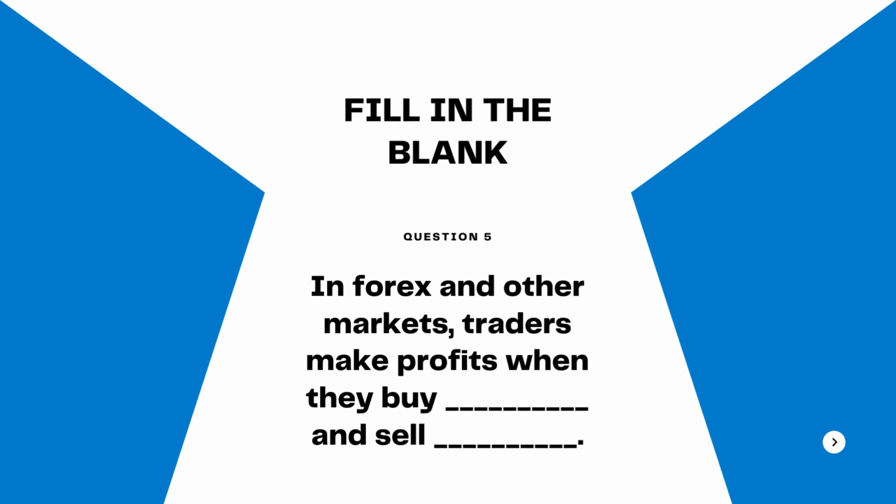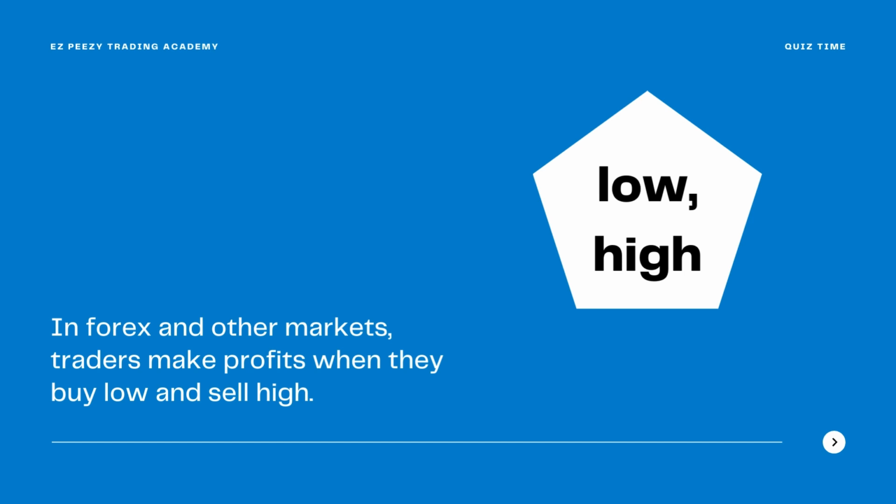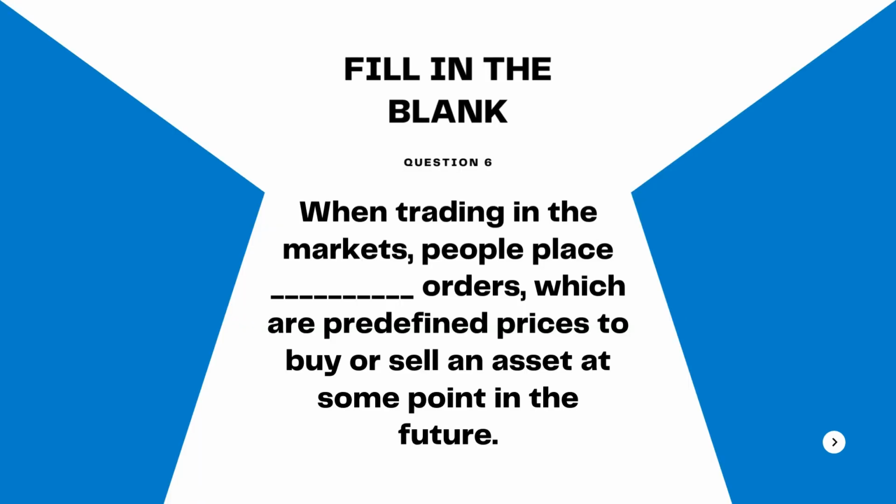In Forex and other markets, traders make profits when they buy blank and sell blank. They buy what? Buy low and sell high, right? We make profits when we buy low and sell high, or sell high and buy it back low. When trading in the markets, people place blank orders, which are predefined prices to buy or sell an asset at some point in the future. Again, this is all from the previous video, but it's a good way for you to see if you can just off the top of your head answer these questions. See if you were taking notes.